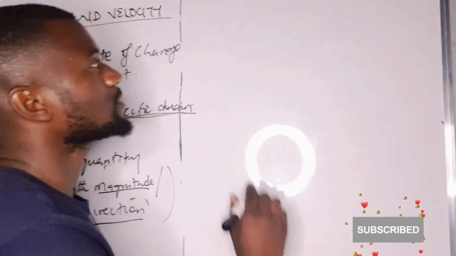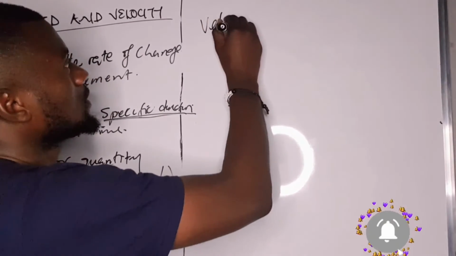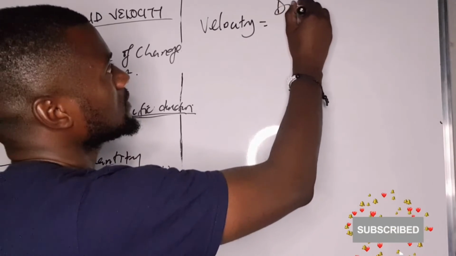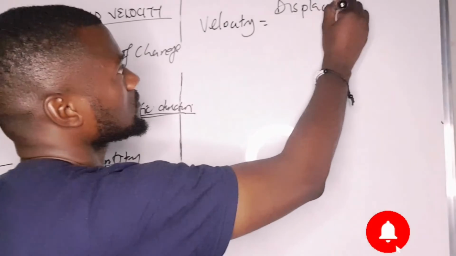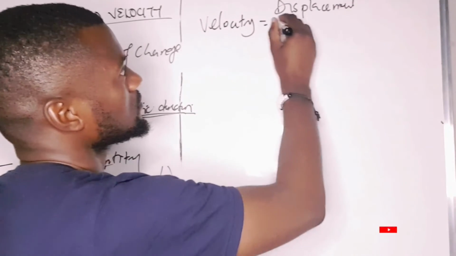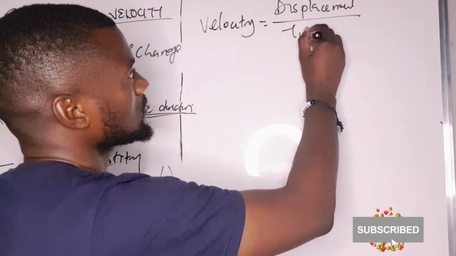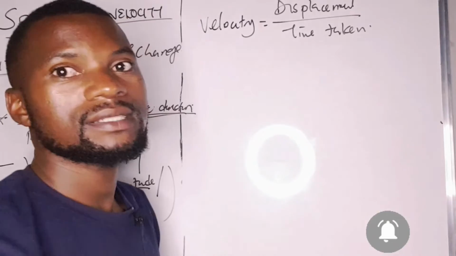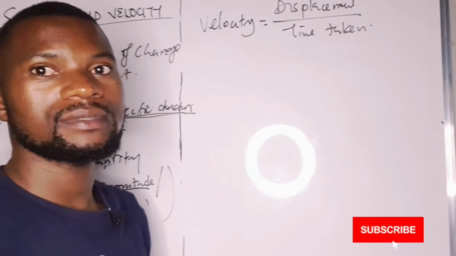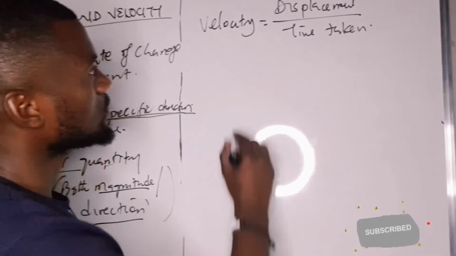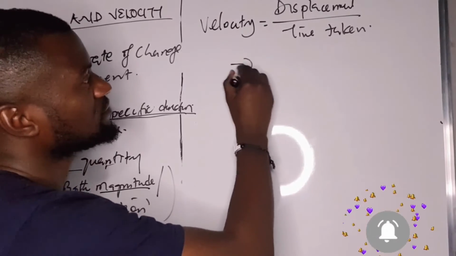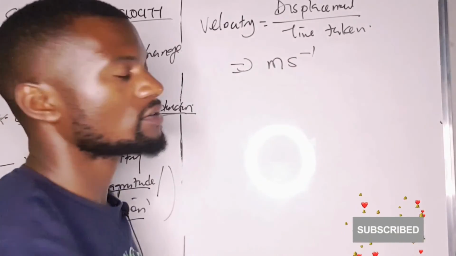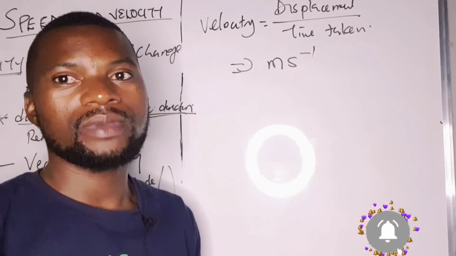Therefore, velocity is equal to displacement divided by time taken. Displacement divided by time taken, and it is also measured in meters per second.